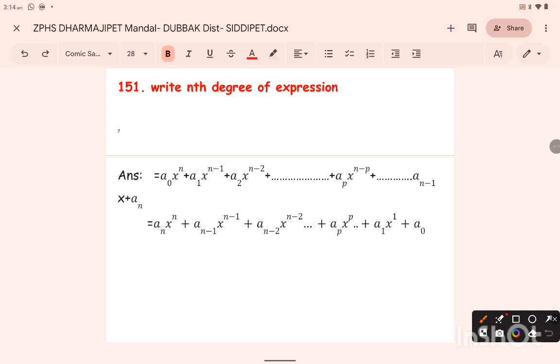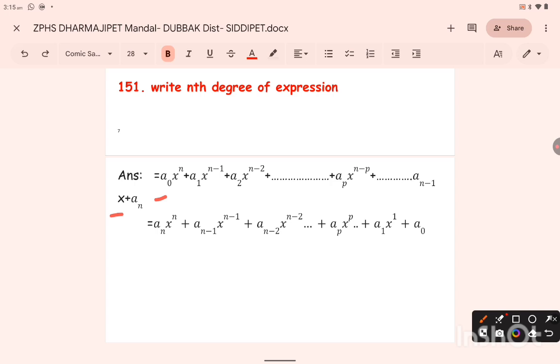Now the question number 151. Write the nth degree expression. So the answer is a0 x to the power of n plus a1 x to the power of n minus 1 plus a2 x to the power of n minus 2 and so on, ap x to the power of n minus p, and so on, plus a(n minus 1) x plus an.